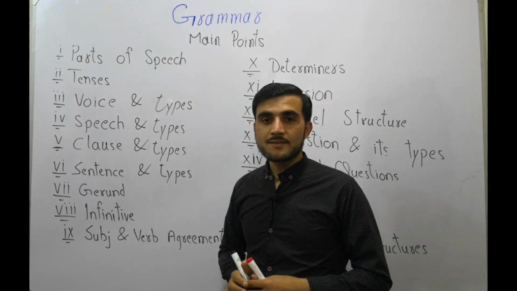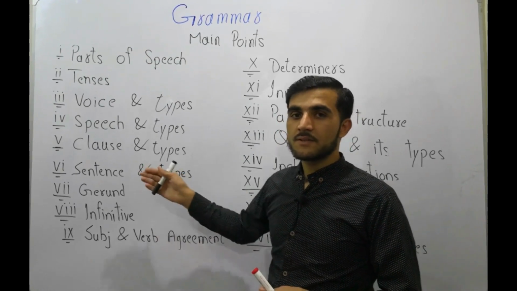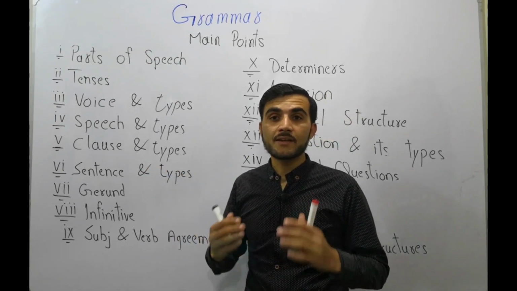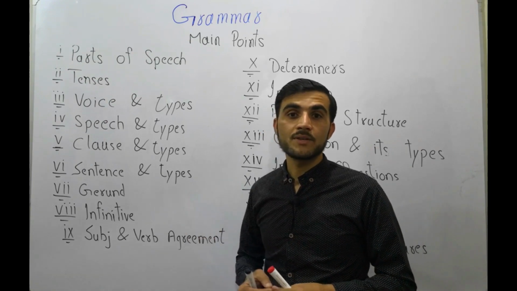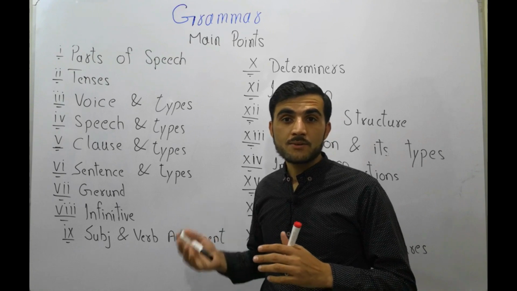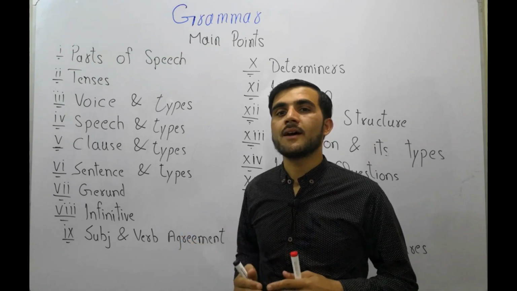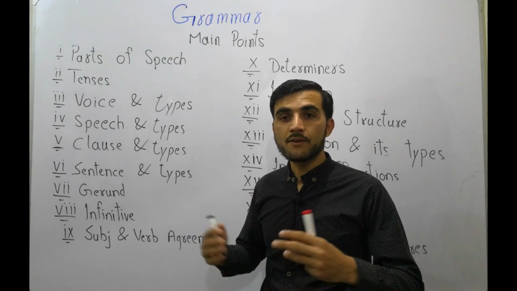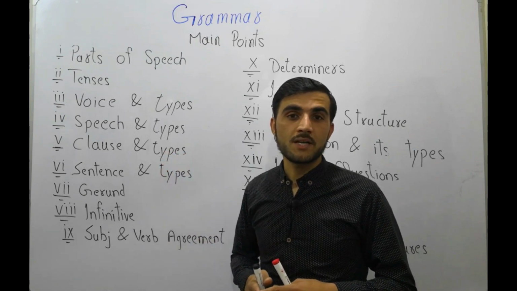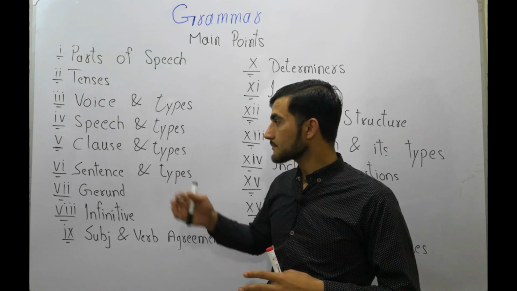The sixth one is sentence and its types. We have 7 types of sentences. Sometimes people get confused that there is a simple word, which is just "congratulations", and they don't understand. They say that there is no subject, no verb, but again it has a complete meaning and sense. So how can we call that a sentence? That is a type of sentence which we call absolute sentence.